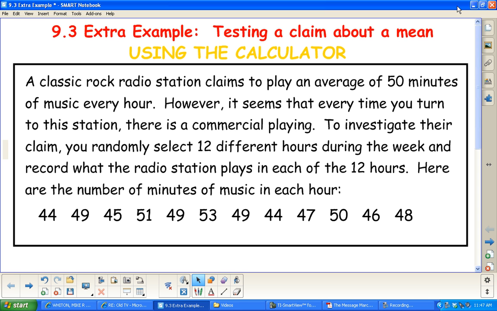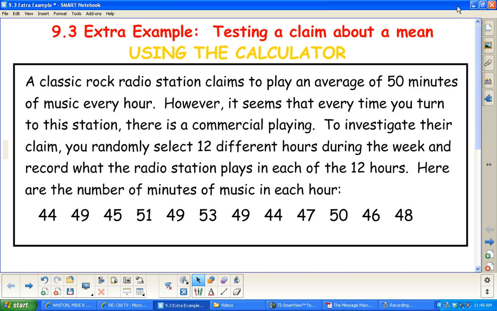So the situation was a classic rock radio station claims to play an average of 50 minutes of music. Basically, you think that they are overestimating. You think they play less than that. So you want to test their claim. You go ahead and get a sample of 12 different hours during the week and record the number of minutes of music per hour. So here's your 12 values, and we want to test the claim about the mean being 50, or the alternative will be that it's less than 50.